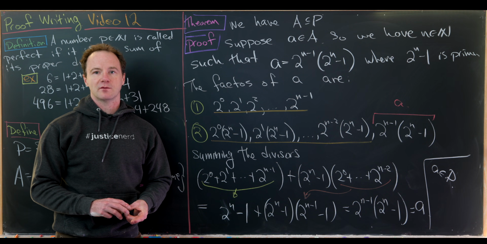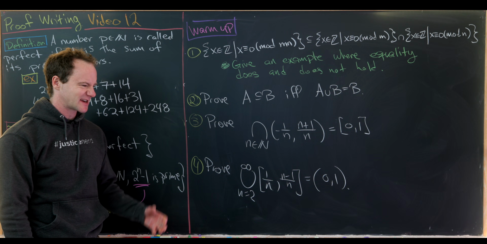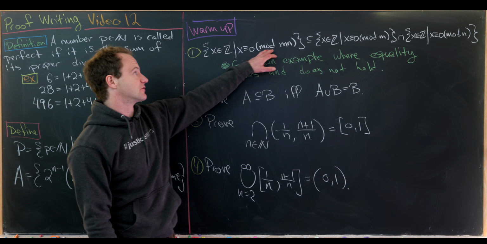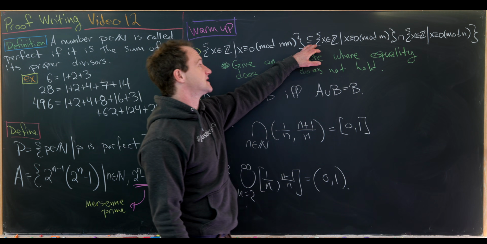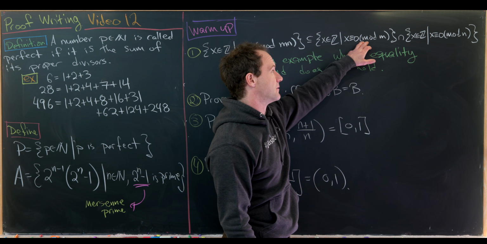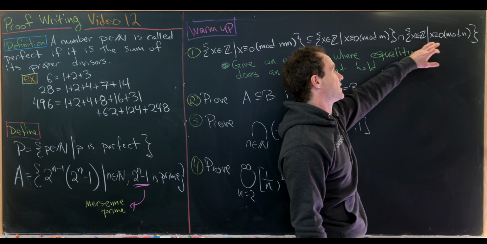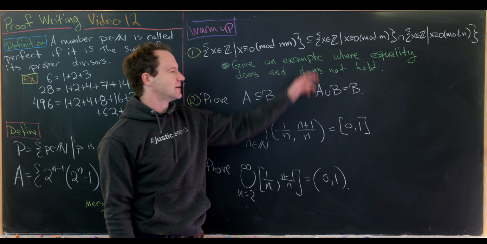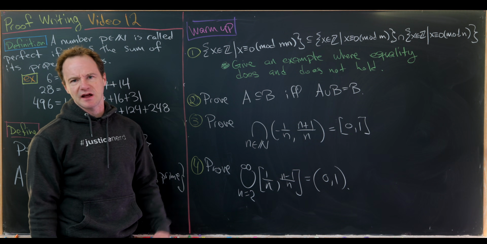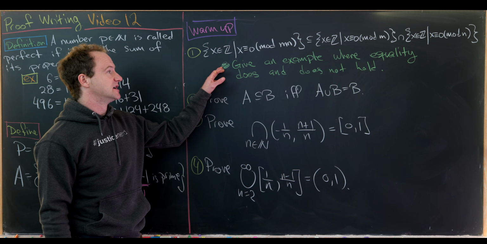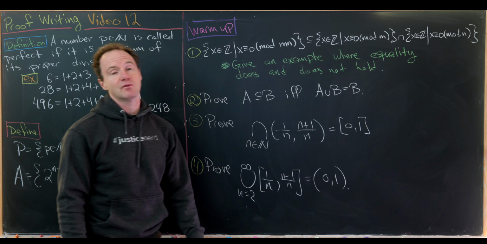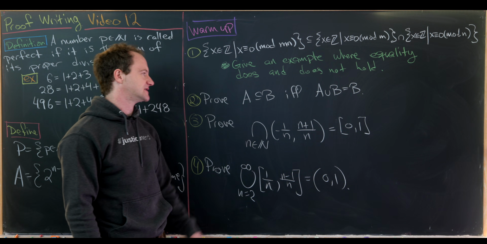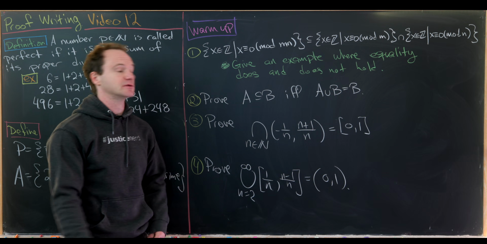Okay, so now I'll leave you with some warm-ups. I've got 4 warm-up exercises to practice based on what we just saw. The first is to show the set of all integers that are 0 mod mn is a subset of the set of all integers that are 0 mod m intersected with the set of all integers that are 0 mod n. Then furthermore, sometimes this subset relationship will be an equality. And I think it's a nice extra exercise to give an example where you have equality and where you definitely don't have equality. Okay, so the next one is to prove that A is a subset of B if and only if A union B is equal to B.